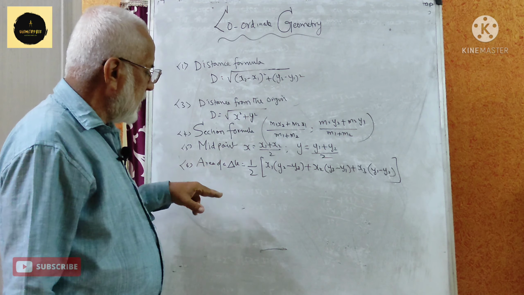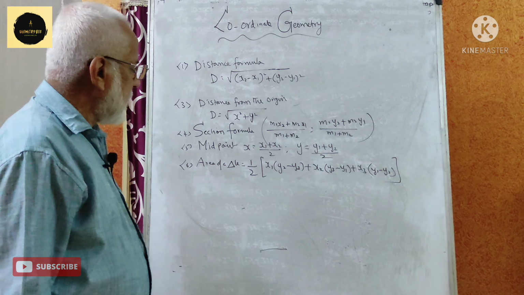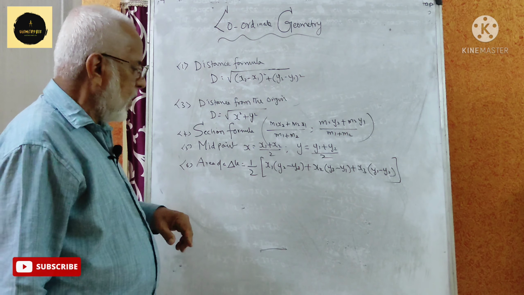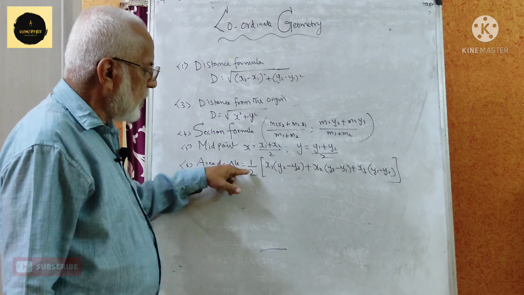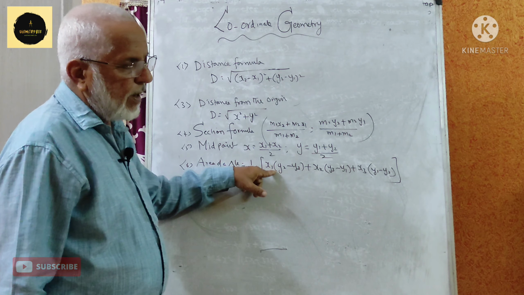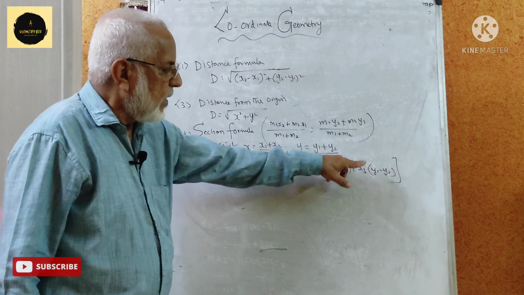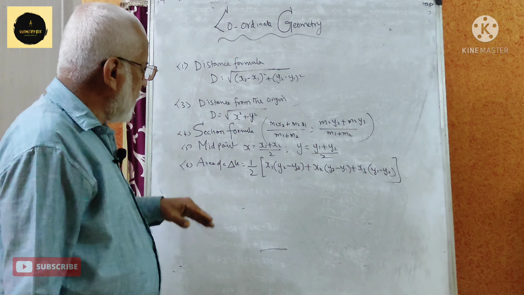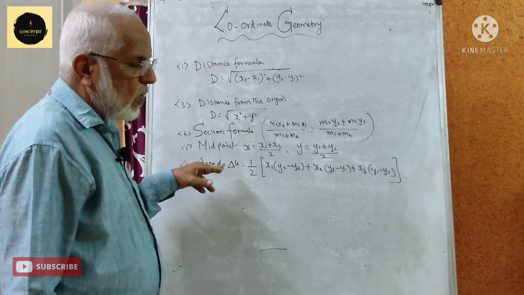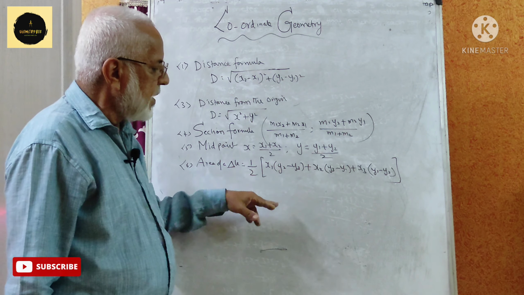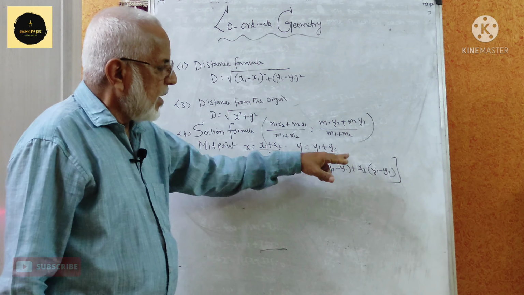Then the area of a triangle. For example, if we have to find the area of a triangle, at that time we have to use this formula. In coordinate geometry, area is equal to half into x1 into (y2 minus y3) plus x2 into (y3 minus y1) plus x3 into (y1 minus y2). This is one of the standard formulas to find the area of a triangle. So once again I want to repeat: area of a triangle is equal to half into x1 into (y2 minus y3) plus x2 into (y3 minus y1) plus x3 into (y1 minus y2).